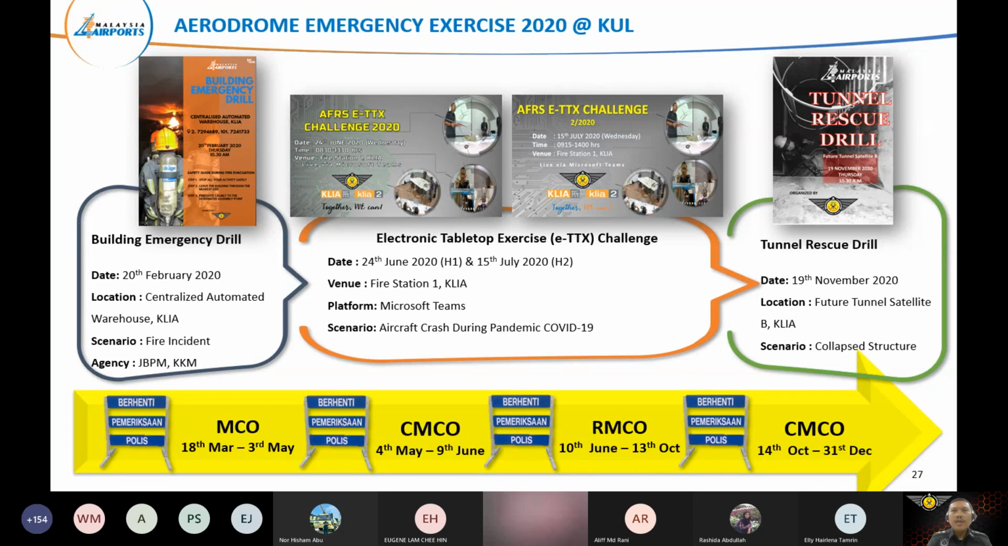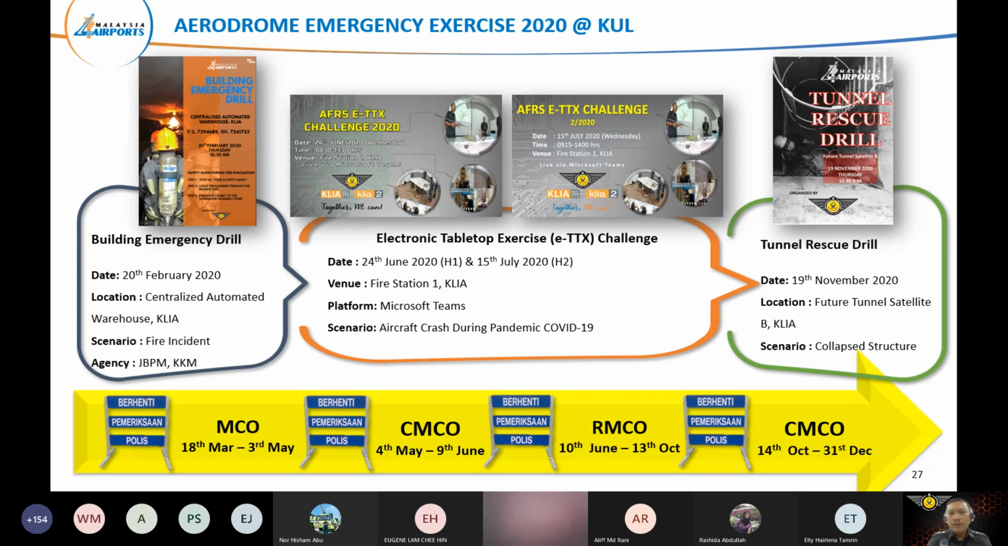Here we have squads, we call them squad Alpha, Bravo, Charlie, Delta. So we divided into a few teams. Some were involved in the first tabletop challenge and the other half were involved in the second one.